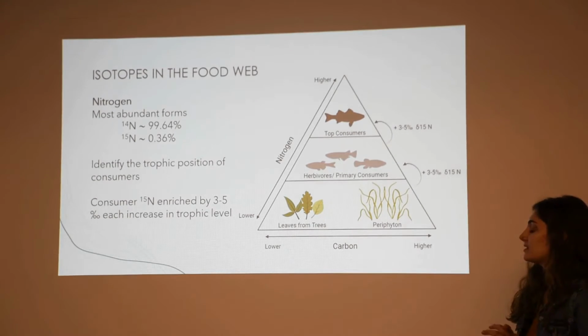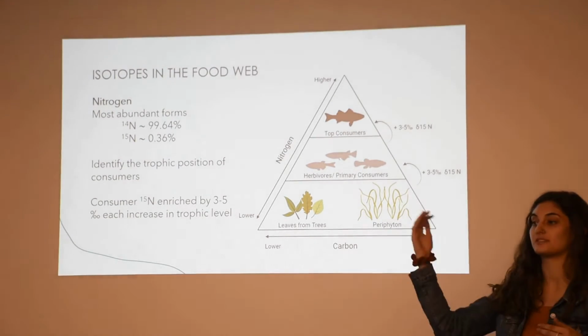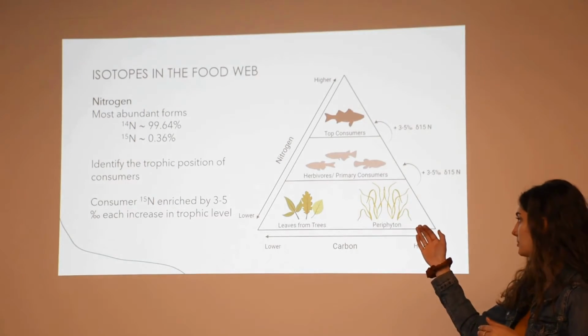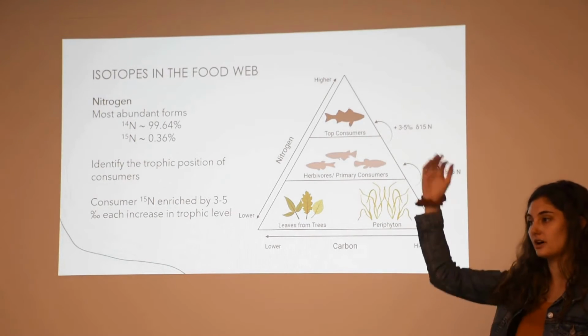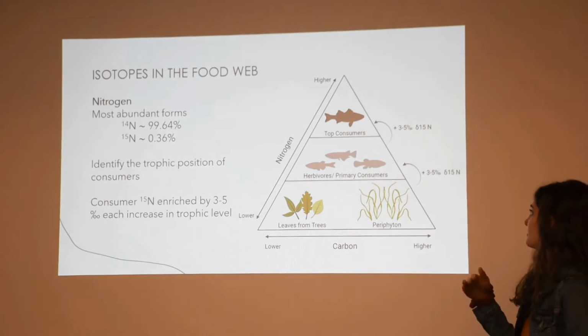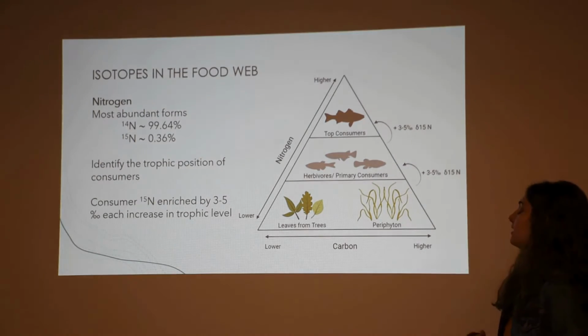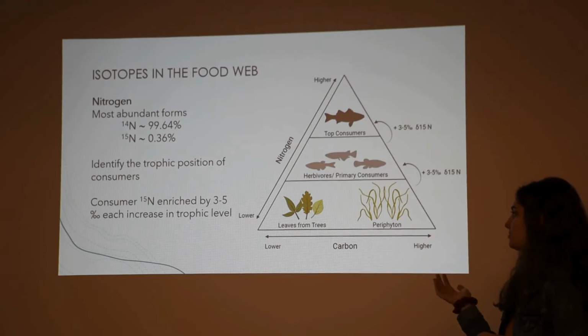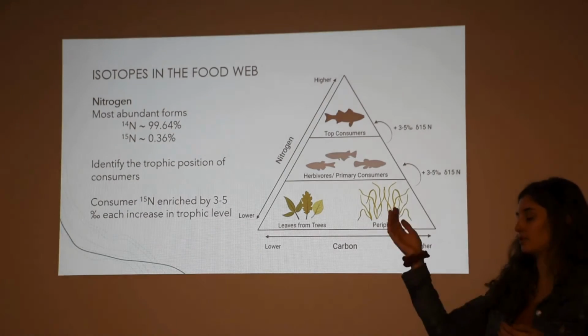The second type of isotope that we'll be looking at is nitrogen. Nitrogen is really incredible because you can determine the trophic positioning of each of the links in your food web. So you can see who's your bottom consumer all the way to your top, top guy. As you go up the food link, your nitrogen is enriched by about 3 to 5 per mil every time you go up trophic levels.